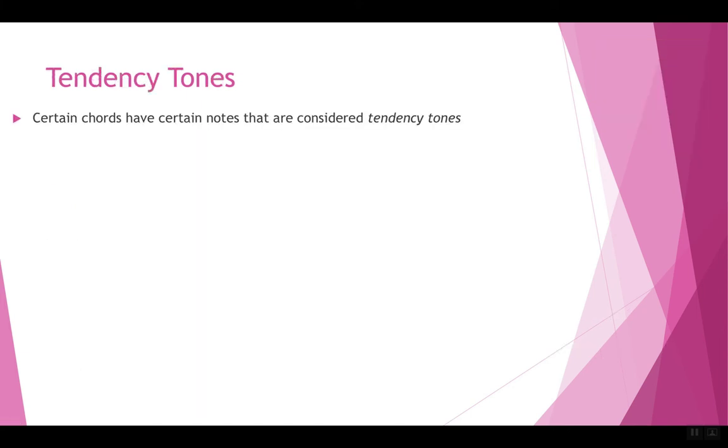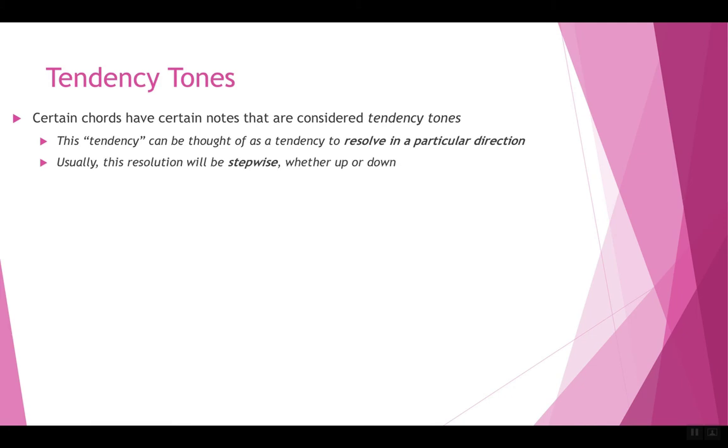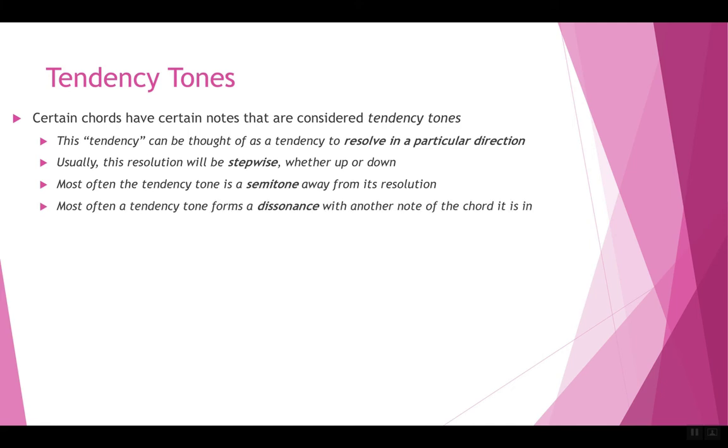So tendency tones. Certain chords have notes that are considered tendency tones. What do we mean by this? The tendency can be thought of as a tendency to resolve in a particular direction. Usually this resolution would be stepwise, whether up or down. Most often the tendency tone is a semitone away from its resolution. That's not always the case, but the leading tone is always a semitone below the tonic. And then the seventh, if you're in a major key, the seventh of the 5-7 chord is a semitone above scale degree 3, right? Scale degree 4 is a semitone above scale degree 3. So both of those resolve by semitone.